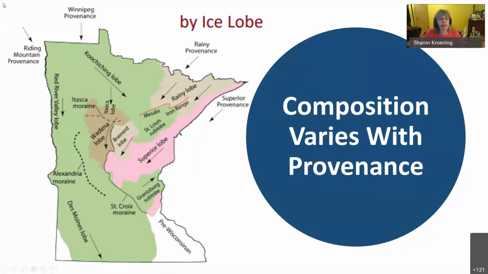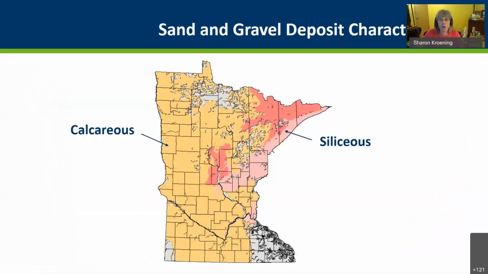And the glacier advances that came from the northwest, these traversed limestones, and some of these limestones also had shales in with them, and these left deposits that were calcareous in composition and also had that shale. And here's another map just showing the characteristics of our sand and gravel deposits. Mainly in northeastern Minnesota these would be more siliceous, and in the remainder of the state would be calcareous.